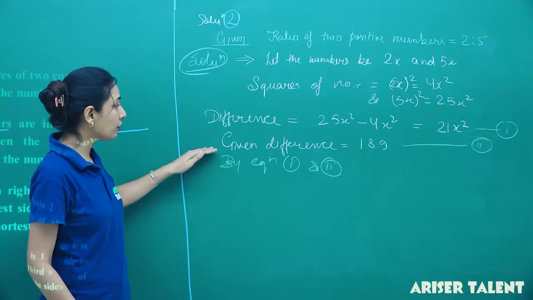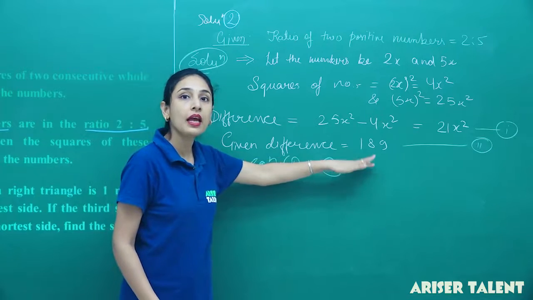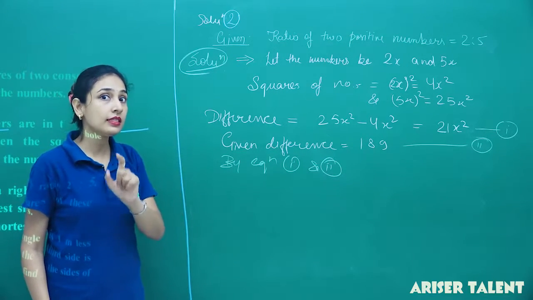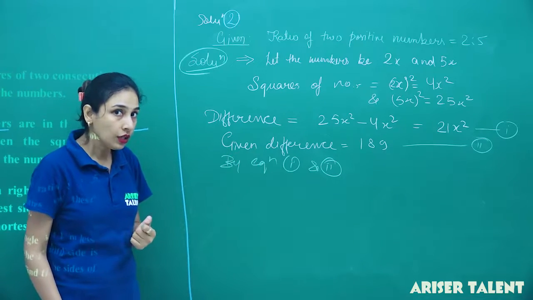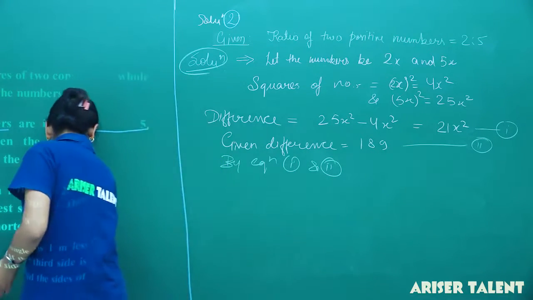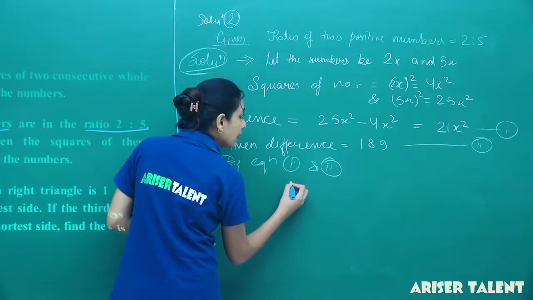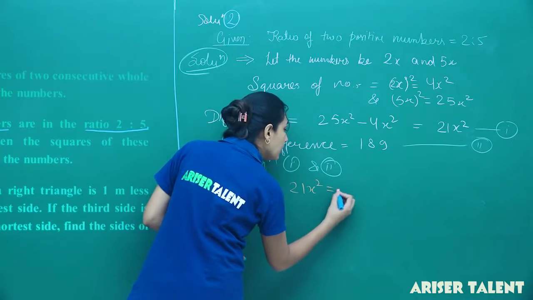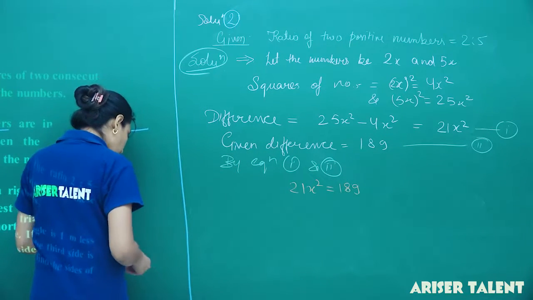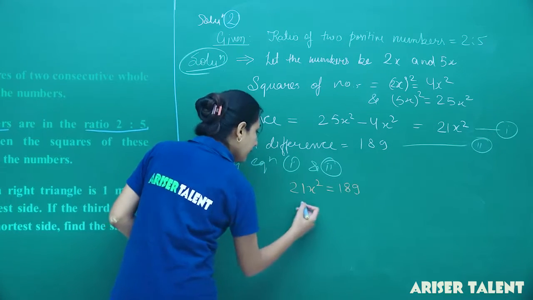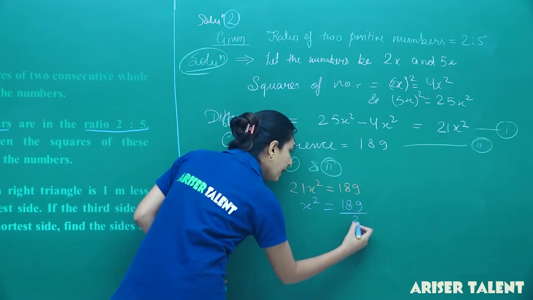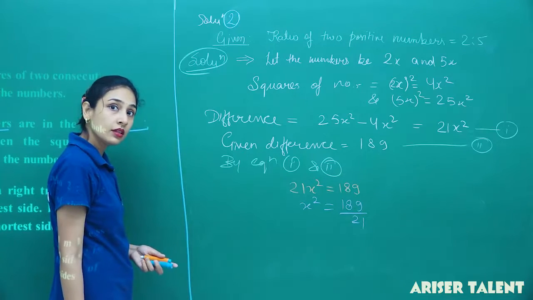Now the question says that the difference is 189. That means if we compare these two equations, both are equal. So we can write this equation: 21x square equals 189. So students, what will it become? x square equals 189 by 21.